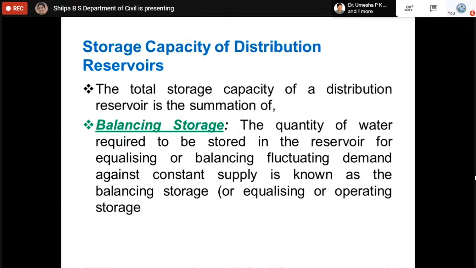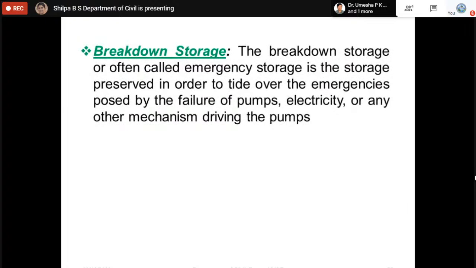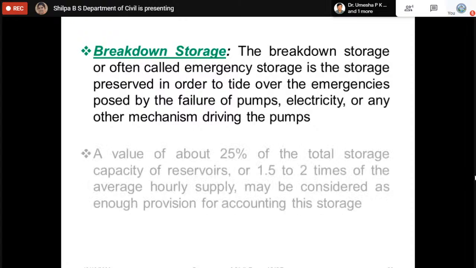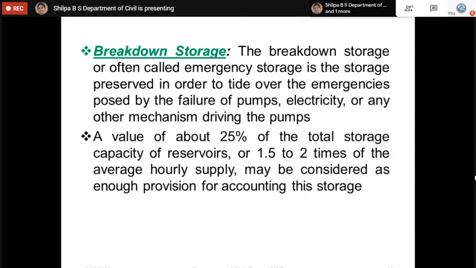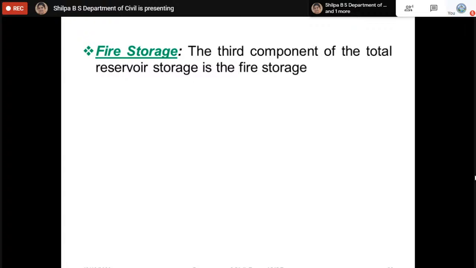One is the balancing storage, the quantity of water required to be stored in the reservoir for equalizing or balancing the fluctuating demand. The second is the breakdown storage, often referred to as the emergency storage. It is the storage preserved in order to meet emergencies. Usually a value of about 25% of the total storage capacity, or 1.5 to 2 times the average hourly supply, is considered. And the third component is the fire storage.